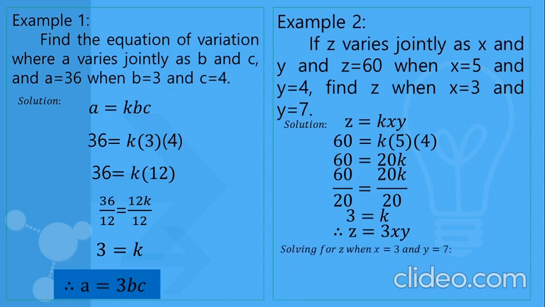Solving for z when x is 3 and y is 7, by substitution, we have z is equal to 3 times 3 times 7. Then we have z is equal to 63.